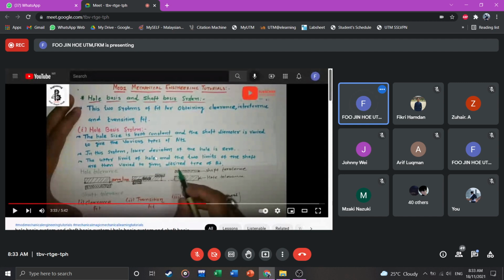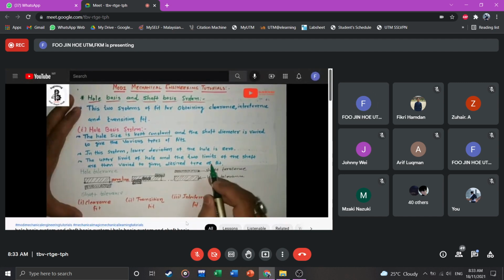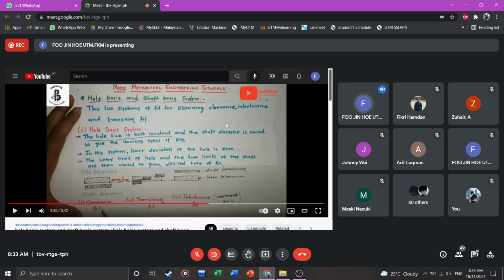The desired types of fit, so basically clearance. If in the test or in the questions, they ask about this hole-based system, and it tells you that the smaller size is, let's say, 49.8, but it never mentions the maximum size, it will automatically be 50.